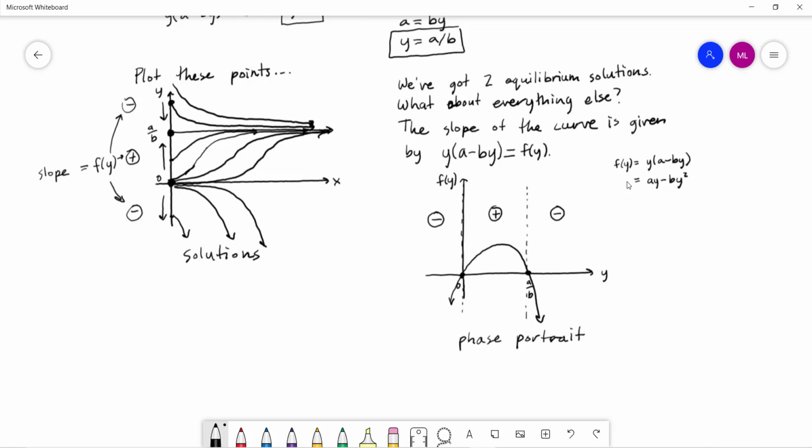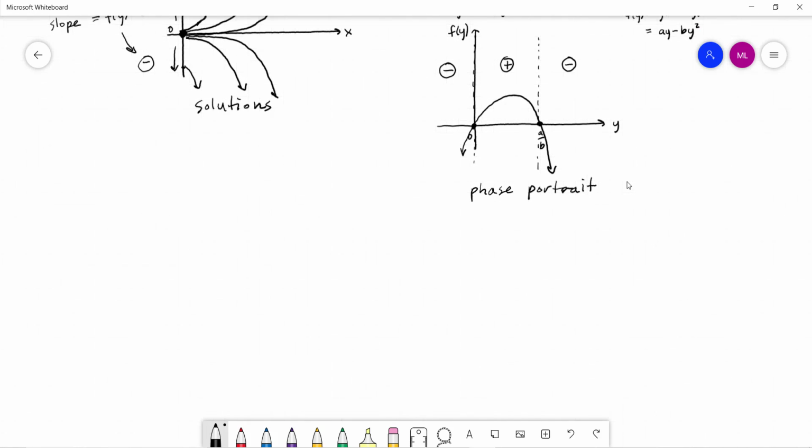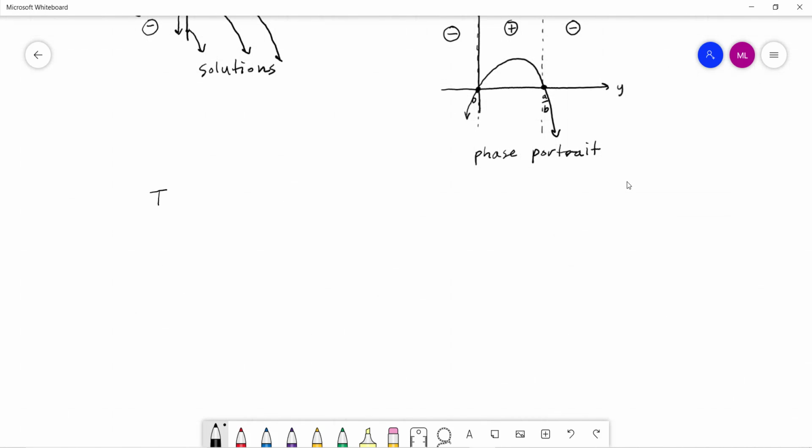So hopefully this makes some sense. We'll do a couple more examples down the line. You'll have some practice of this on the homework. But it brings us to a really important idea. This whole thing leads to the idea of what's called stability of our solutions.